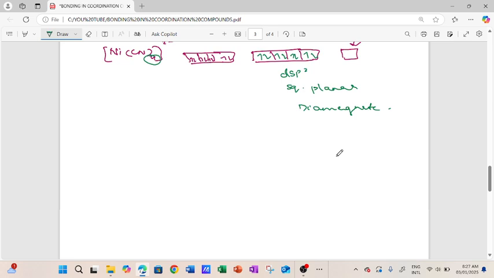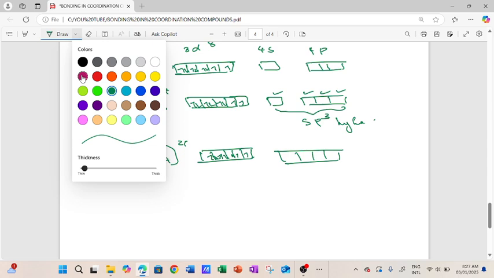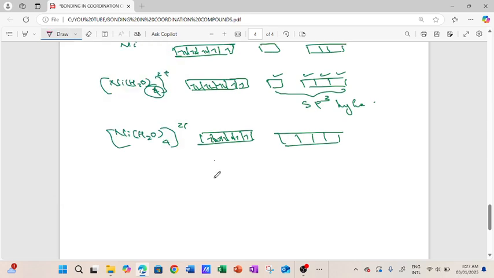So it is sp3. Now the sp3 hybridized orbitals are filled with 2 electrons each. Why? Because each water is sharing 2 electrons with the nickel, so that 4 coordinate bonds are formed between nickel and water. So the hybridization is sp3. Since it is sp3, the geometry is tetrahedral. And for the magnetic behavior, you see there are 2 unpaired electrons, so it is paramagnetic.